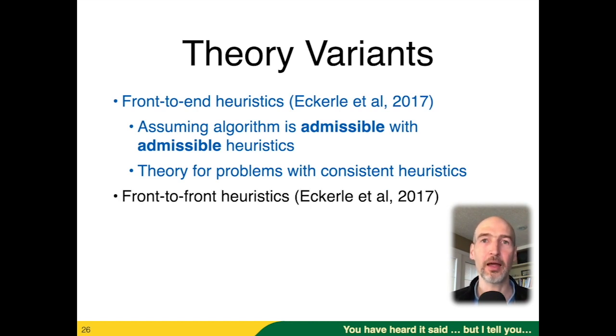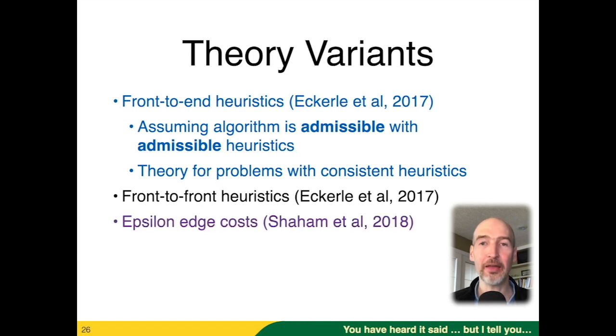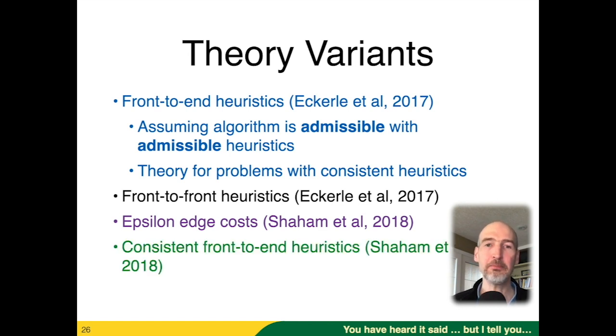There are other versions of this theory. In the Eckerle paper as well, there's a definition for front-to-front heuristics. This is a case where I don't have a heuristic to the goal, but I always have a heuristic between the two states U and V directly. And then there was another paper in 2018 by Eshad Shaham that said, what if we have epsilon edge cost? So we know that there's some minimum epsilon on our edge cost. When we're connecting together U and V, we could add some epsilon. That case was handled in 2018. And in the same paper, it also handled the case of a consistent heuristic.